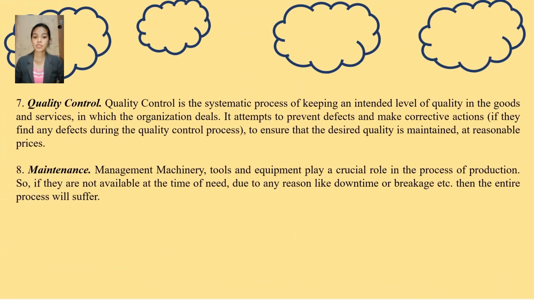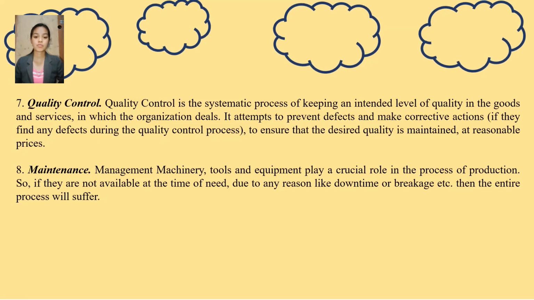We also have quality control. Quality control is the systematic process of keeping an intended level of quality in the goods and services in which the organization deals. It attempts to prevent defects and take corrective actions if it finds any defects during the quality control process, to ensure that desired quality is maintained at reasonable prices.